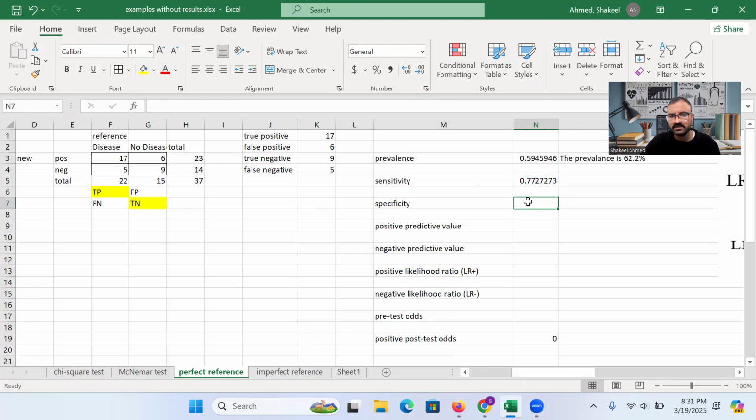This is called sensitivity. And specificity, these two we are basically finding column-wise, based on people having the disease and based on the people who don't have the disease. So it's true negative 9 divided by total negative. How many people do not have the disease? That is 0.6. So this is the specificity.